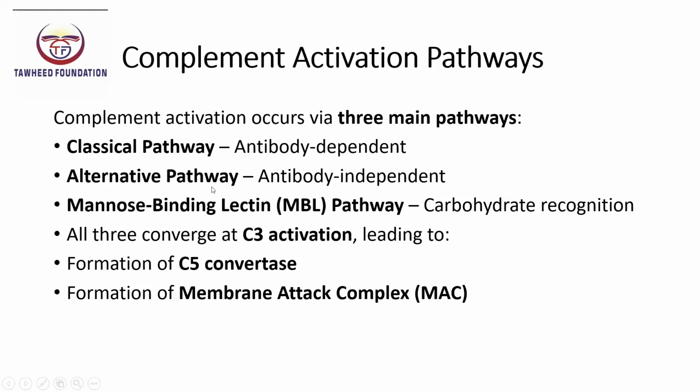Although these pathways differ in how they start, all three converge at the activation of C3, forming a C3 convertase enzyme. These enzymes play a pivotal role leading to the formation of C5 convertase and ultimately the membrane attack complex, MAC, which causes cell lysis. So in summary, these three activation routes represent different ways the immune system can recognize and destroy pathogens, ensuring flexibility and redundancy in host defense.